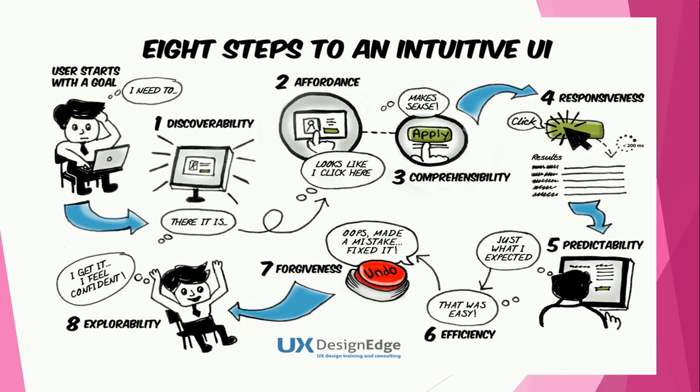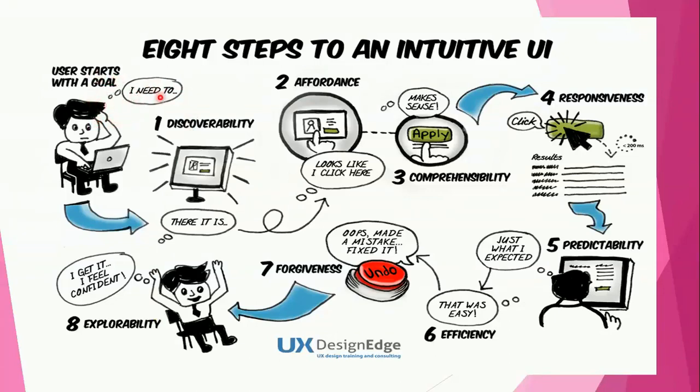So already we know what the general principles of graphical user interface are. A graphical user interface may be for any normal system or any web interface, or your smartwatches, any other kind of devices also. These general principles will be applied for everything. Here you can see a diagram which shows discoverability, affordance, comprehensibility, responsiveness of the system, predictability, efficiency of the system, forgiveness, and explorability.